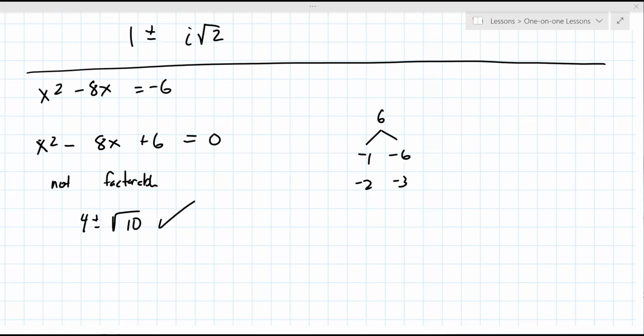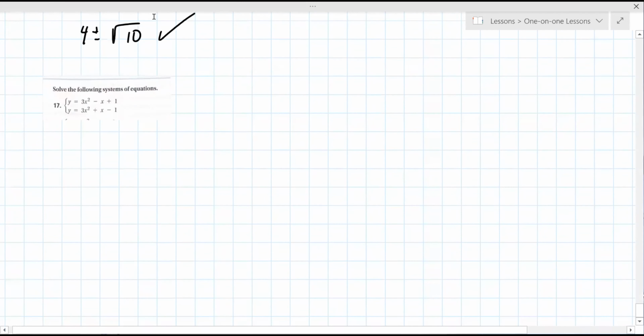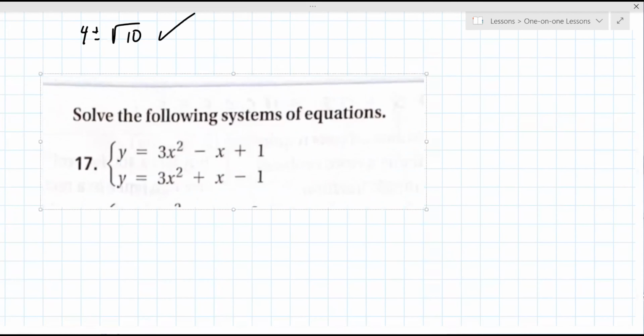Okay, so we'll move on to 17. Solve the following system of equations. In 17, we have a parabola and another parabola. So it's possible that they intersect once, twice, or no times. We'll try to find that out here. Because they're both already solved for y, you can set them equal.